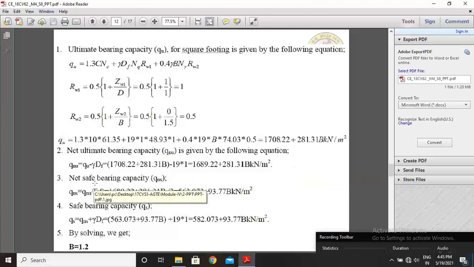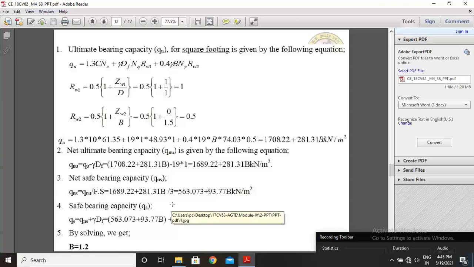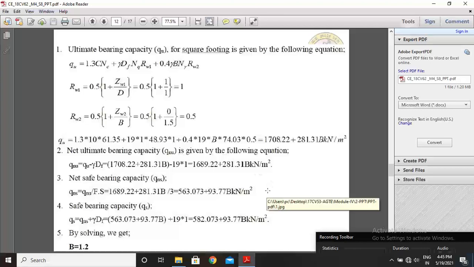The next step, net safe bearing capacity, that is QNS, is calculated by net ultimate bearing capacity divided by factor of safety. So now substitute the value here. QNU is 1689.22 plus 281.31 times B divided by factor of safety is 3. After solving, we are getting the values 563.073 plus 93.77 times B in kilonewton per meter square.